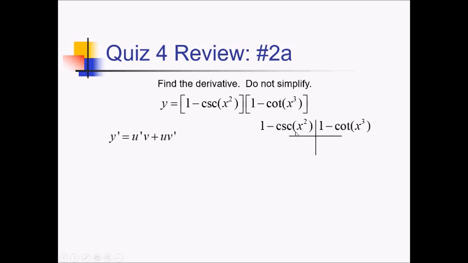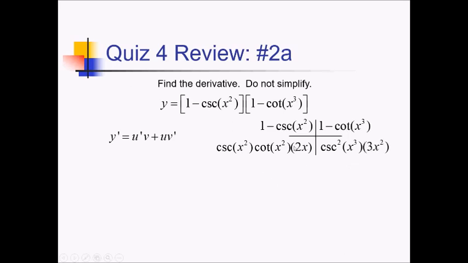So this is cosecant of x squared, cotan of x squared, times the derivative of the inner function x squared, so times 2x. And then over here, this is the derivative of negative cotan of something. That would be cosecant squared of something, so cosecant squared of x cubed. But again, I have to multiply by the derivative of the inner function, so we have a 3x squared along for the ride as well.